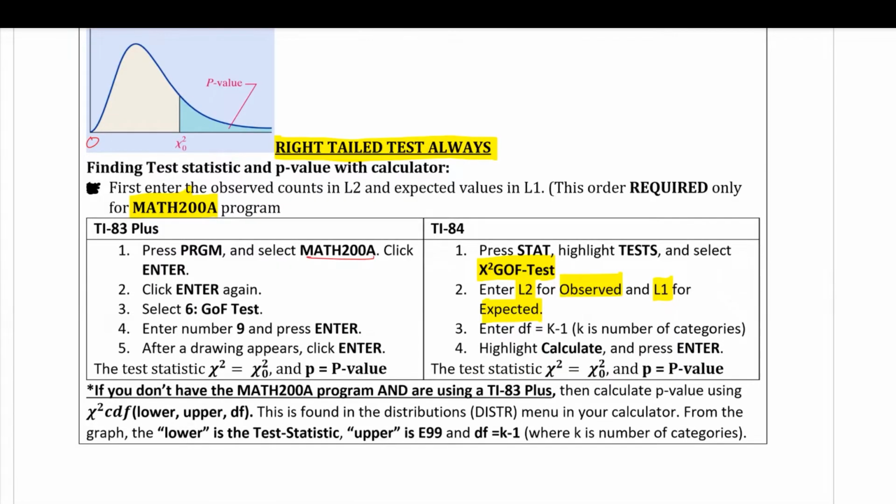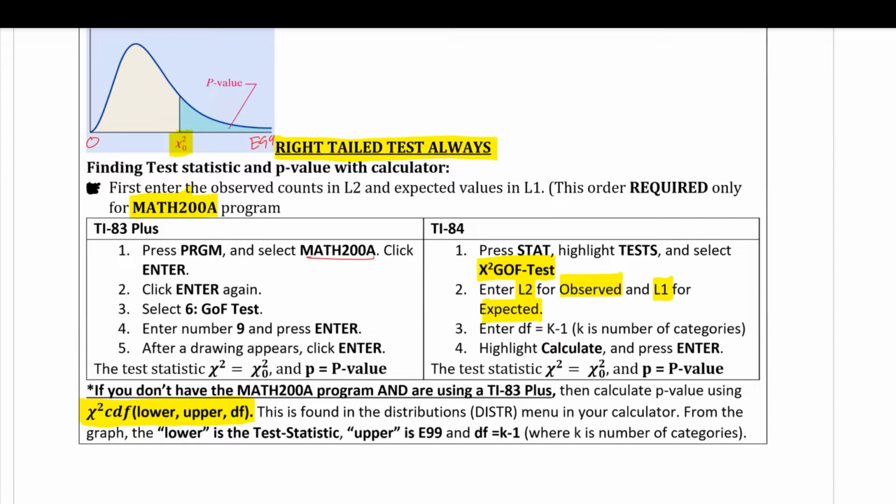Now, for those of you with a TI-83 Plus who don't have that Math 200A program, what you're going to do is calculate the p-value using chi-squared CDF. It's not too hard. We've actually used this function before. It's found in the distributions menu in your calculator. From the graph, the lower value would be your test stat, and then it goes all the way to E99, which is infinity. Your degrees of freedom would be k minus 1.